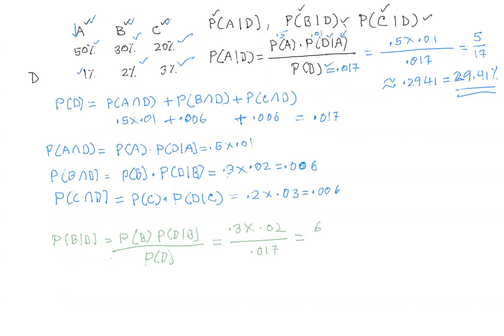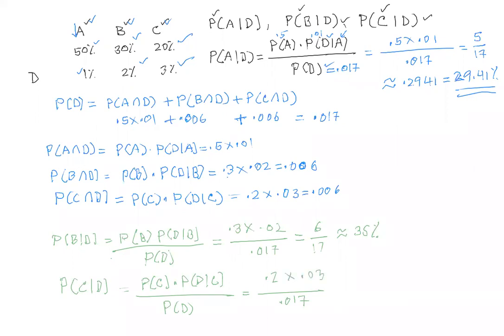I'm going to just write it out, 6/17. That's approximately 35%. And similarly, you can do the calculation for C, given that it is defective: probability of C times probability of defective given C, all of it divided by probability of defective. Probability of defective is 0.017, and probability of C making it is 0.2 times defective is 0.03. That also comes out to be 6/17, or approximately 35%.